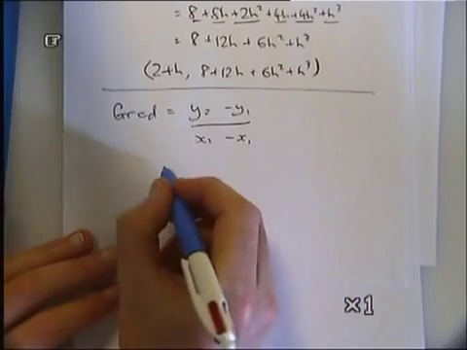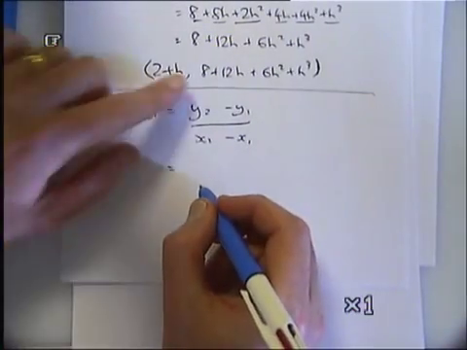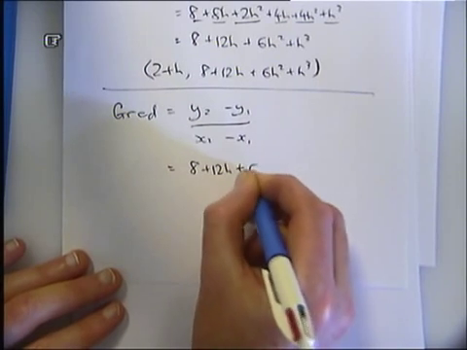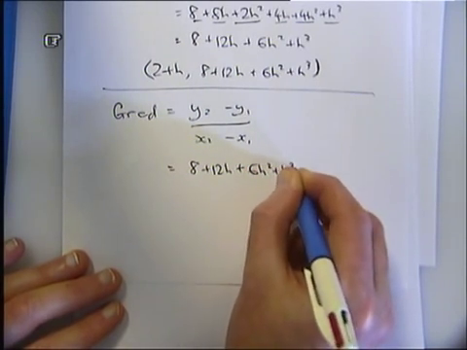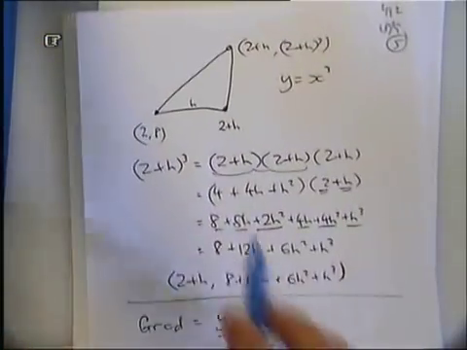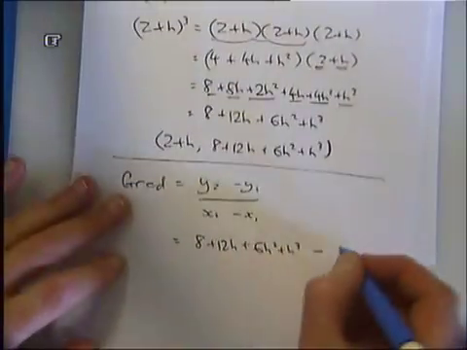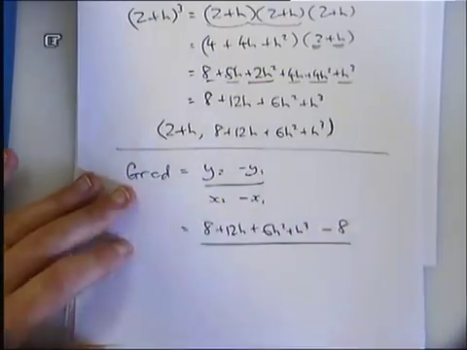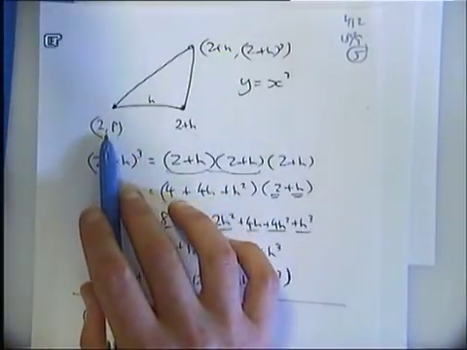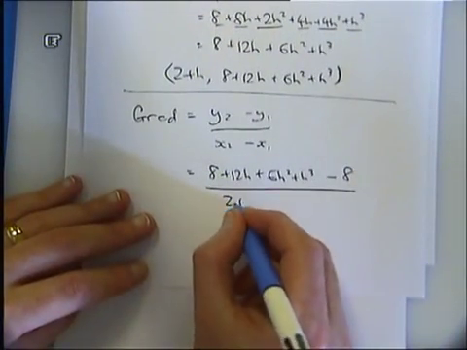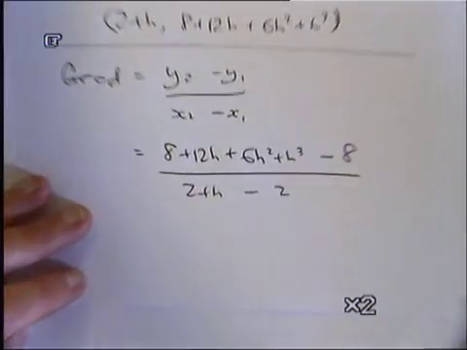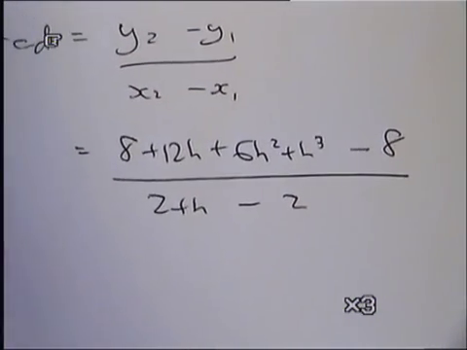Right, it is the y coordinate at the top, which we've just worked out, was this: the 8 plus 12h plus 6h squared plus h cubed. Take away the y coordinate at the bottom, and the y coordinate at the bottom was 8. The x coordinate on the right was 2 plus h, and on the left was 2. So on the bottom it's 2 plus h, take away 2. This is a fraction you will get that will give you the gradient.